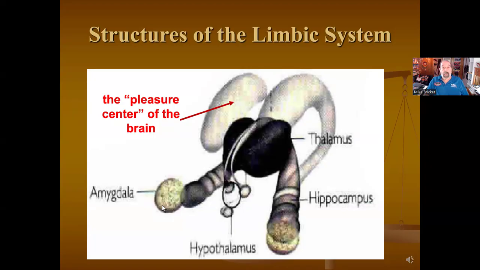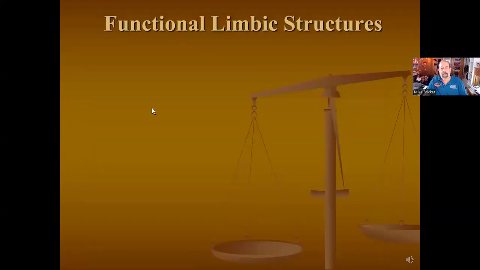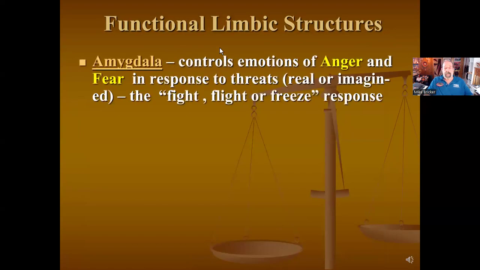It's the Greek word for almond. It's a little teeny tiny piece of brain, no bigger than the thumbnail on my little finger. This is the hippocampus. It's kind of like the file clerk of the brain. And then the thalamus and hypothalamus are involved in some other things that we don't need to go into right this minute. But what do these different parts of the brain do?